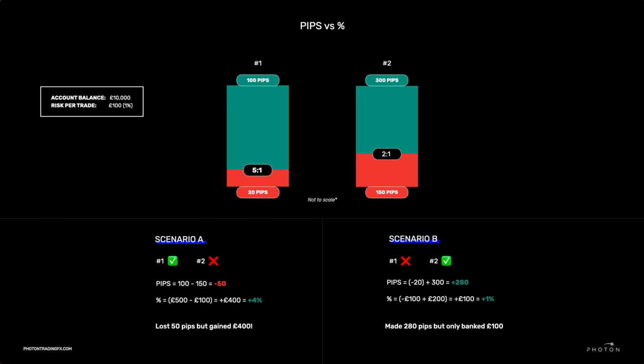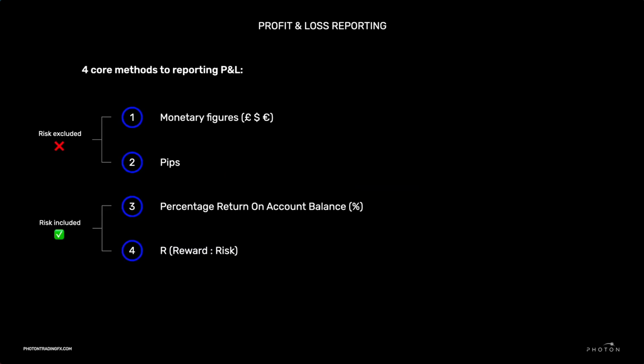So what metric do you think more accurately reflects the true skill of a trader? The amount of pips that you make or the percentage on your account that you return? Quite clearly the percentage, right? So this is why when someone is talking about or showing off their pip count, they're really just shouting about completely meaningless statistics.